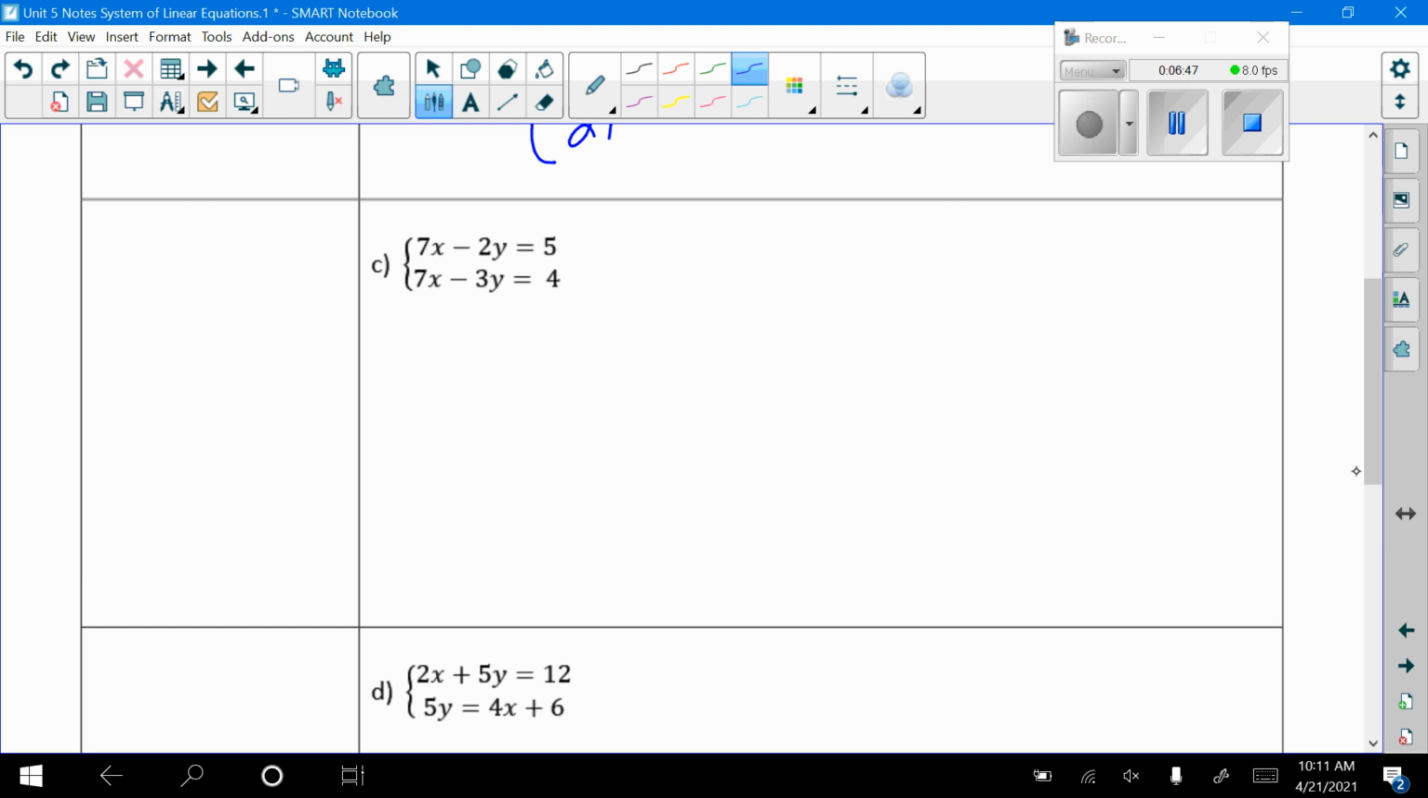You can pause me and try these last 2 on your own. Keep in mind on this very last one, you're going to have to do some rearranging.